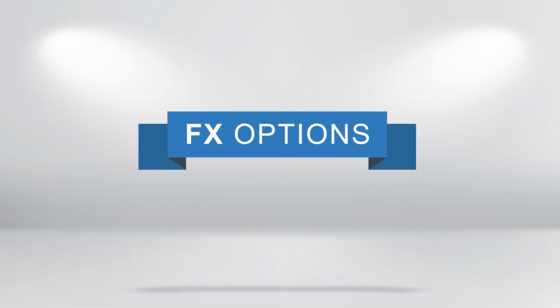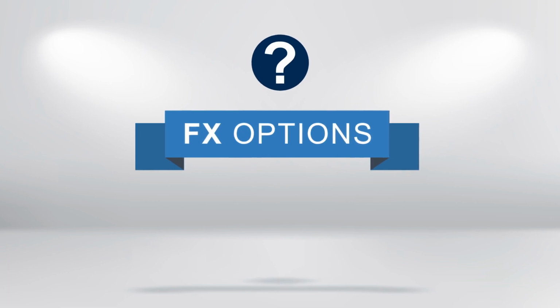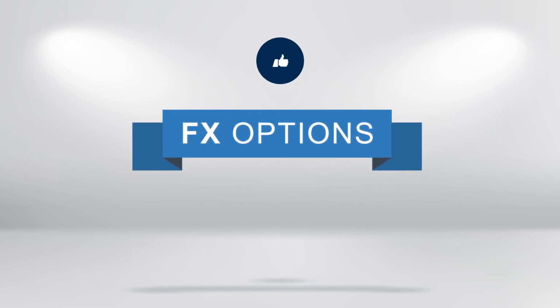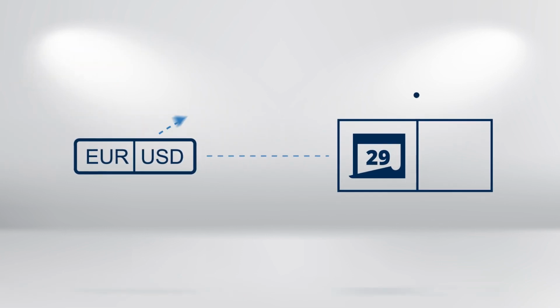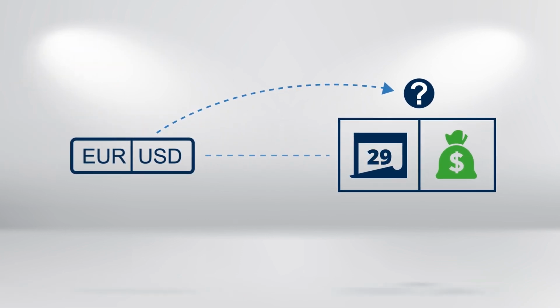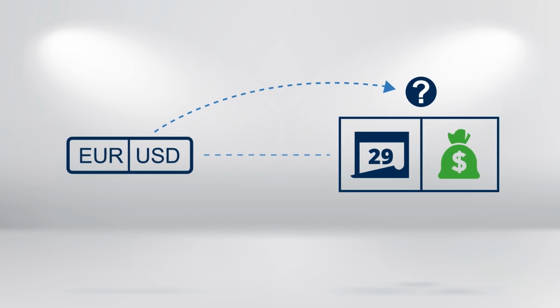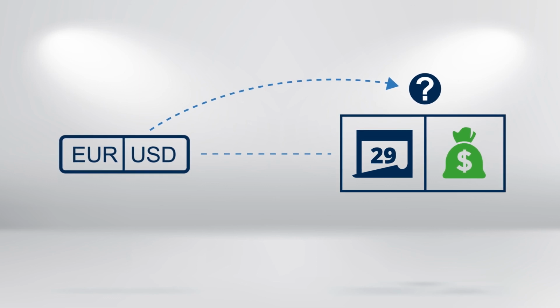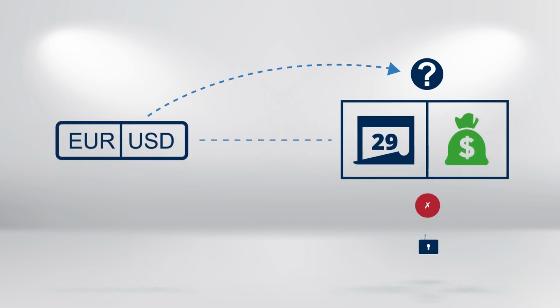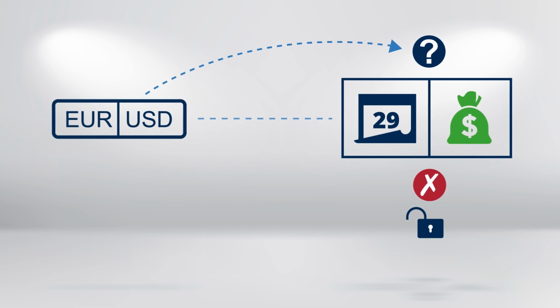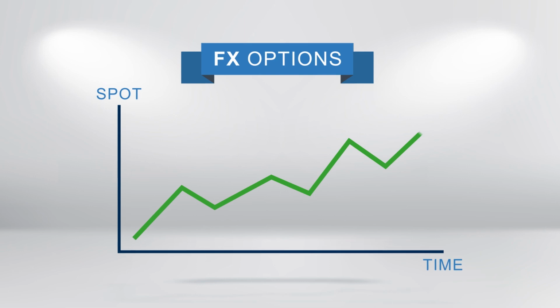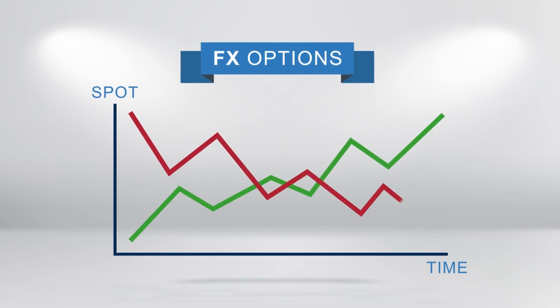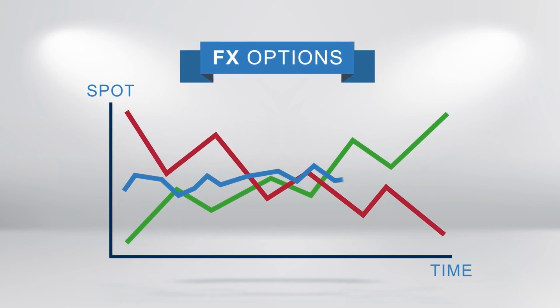FX options may sound like a complex and complicated financial term, but in reality they don't have to be. An option, on the other hand, is about trading the currency pair in the future, and only if the price is in your favor at that time. It's the possibility of trading the currency pair in the future at a predefined price, but it's not an obligation to do so. You can use FX options to express a market moving higher, moving lower, or even for a market that is moving sideways.